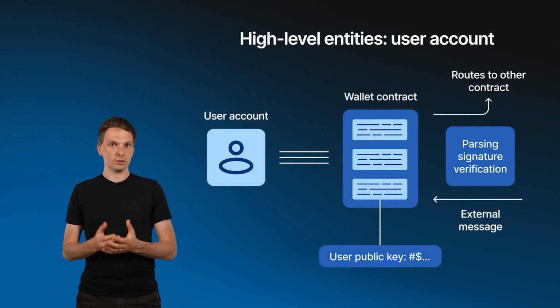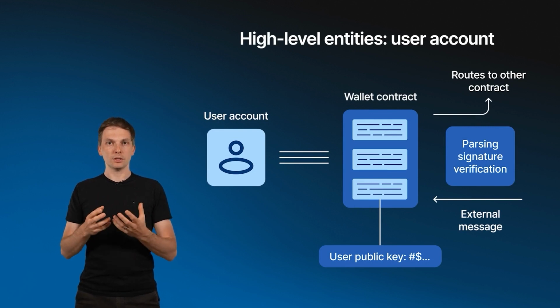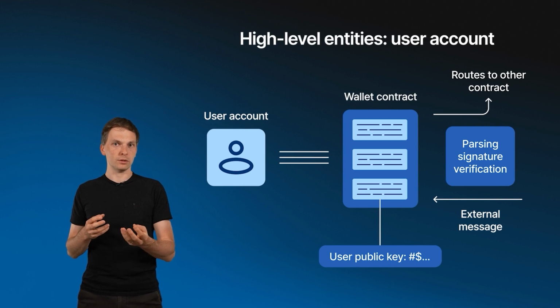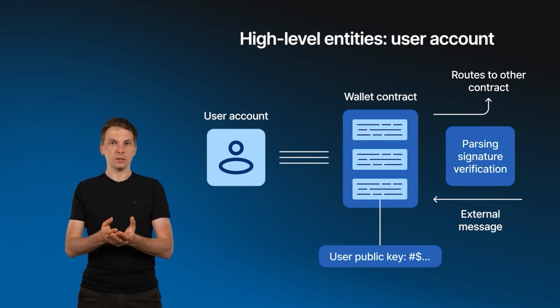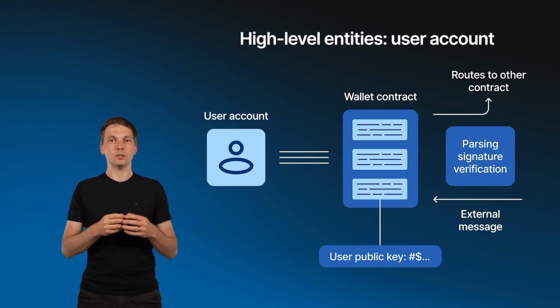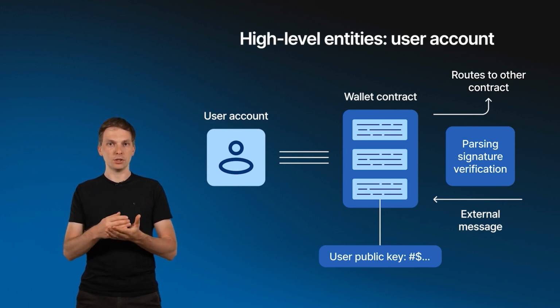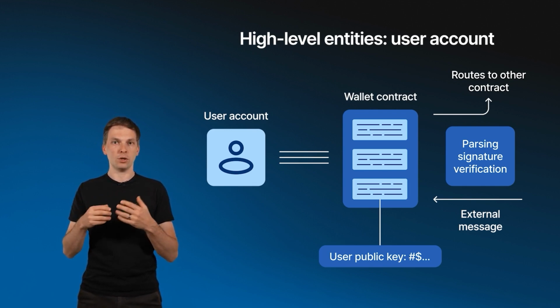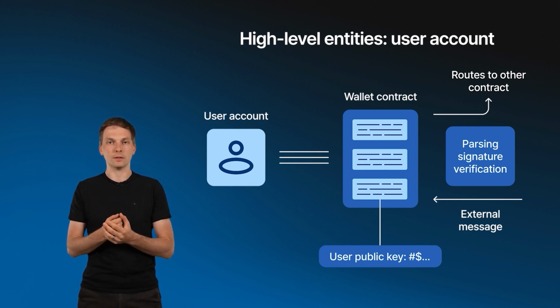So what can you build with contracts? First of all, the contracts allow you to build the user accounts. And in TON, every user's account is actually a custom wallet contract. The job of the wallet contract is to take the external message, parse it, check its signature, and route the embedded message to some other contract. That's really the only job that the wallet contract does. It stores the user's public key, verifies the signature of whatever messages the user wants to send into the network, and then routes those messages on behalf of this contract.